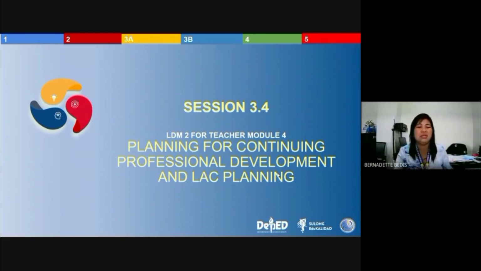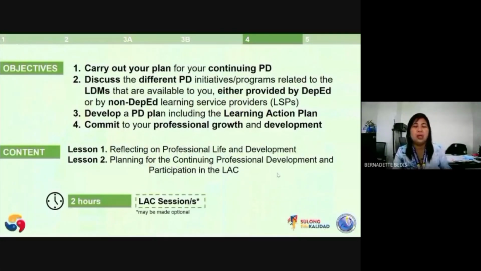The objectives are the following. 1. Carry out your plan for your continuing professional development. Number 2. Discuss the different professional development initiatives, programs related to LDMs that are available to you, either provided by DepEd or by non-DepEd learning service providers or the LSPs. Number 3. Develop a professional development plan, including the Learning Action Plan. Number 4, commit to your professional growth and development.